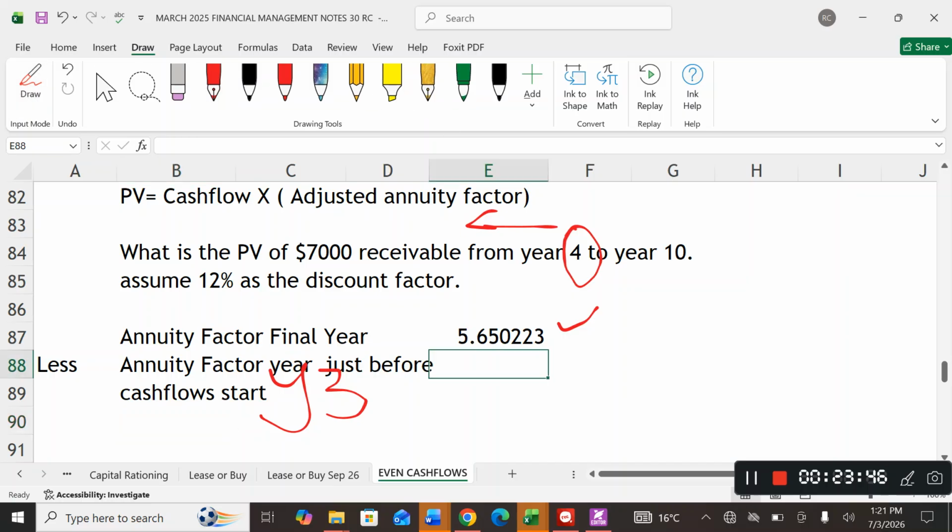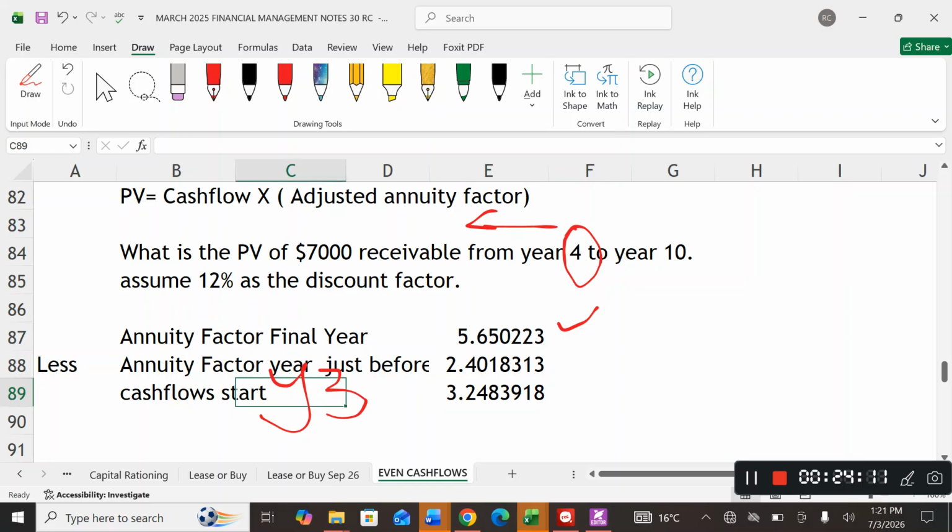So the adjustment is quite easy. I can just copy this annuity for year 10, and I paste it there. I just change the number in the power from 10 to 3. Alright, so my adjusted annuity is this minus that. I have 3 point something there. That is what I'm going to make use of.